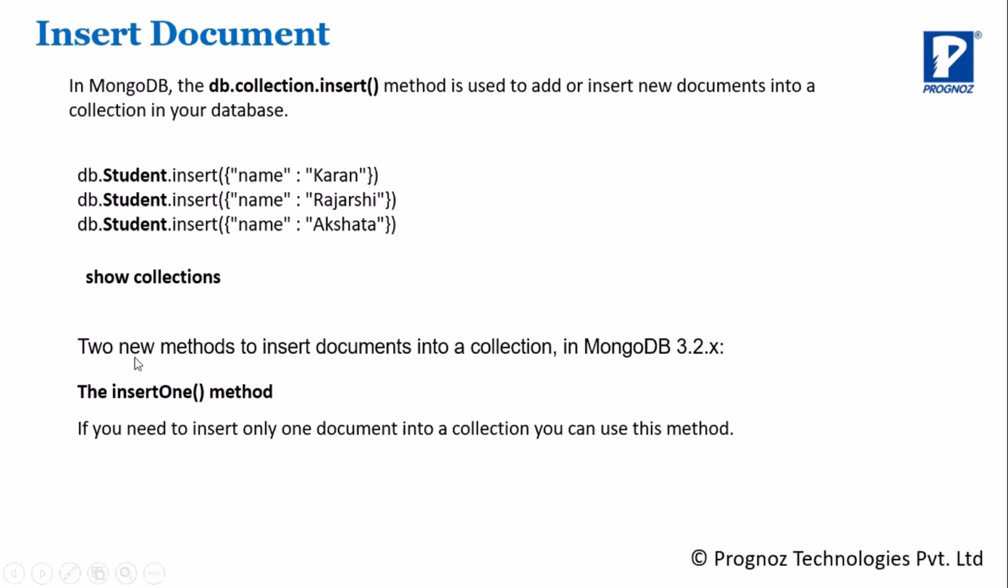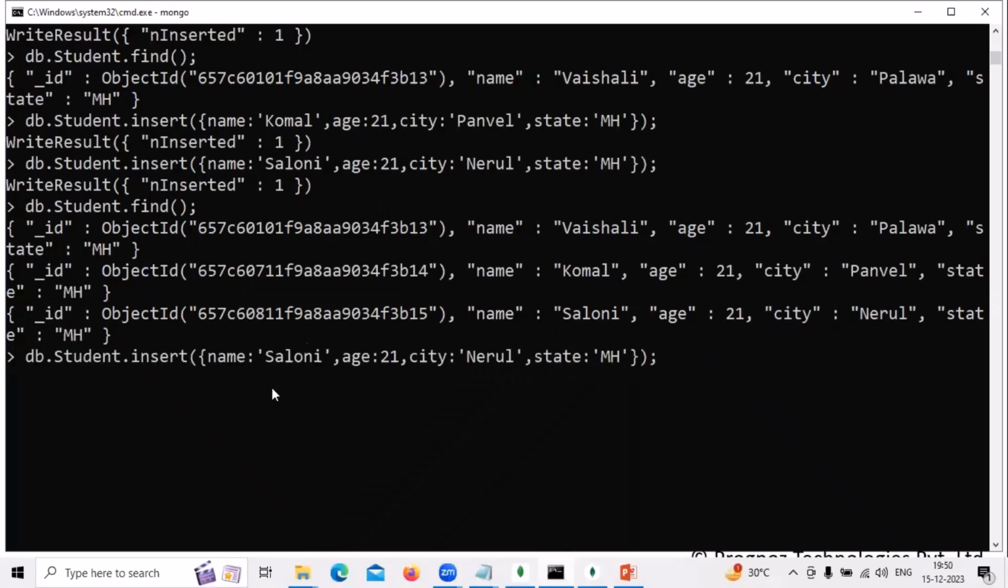Now there are two new methods introduced from MongoDB version 3.2 onwards. One is called the insert one method. Only one document we can enter into the collection. अगर एक ही डॉक्यूमेंट एंटर करना है कलेक्शन के अंदर, तो we can also use the insert one method. Here we need to write db.collectionName.insertOne.